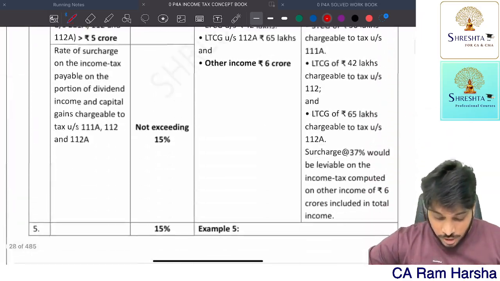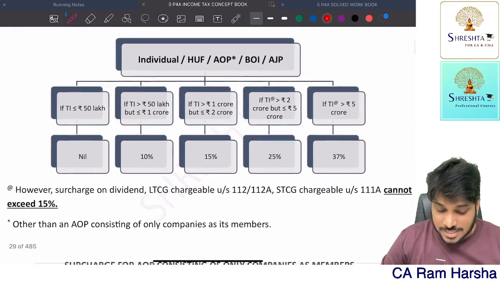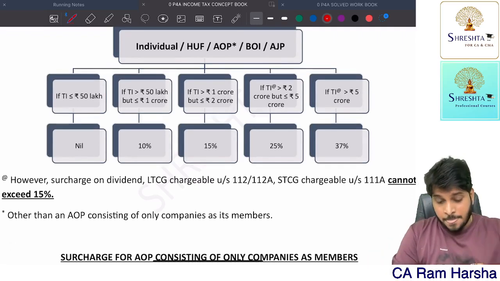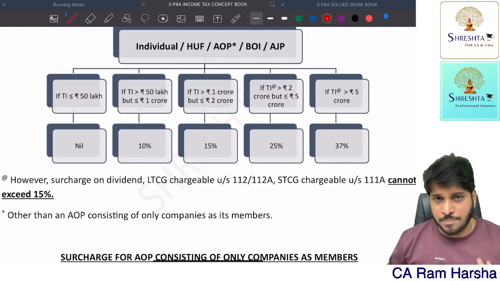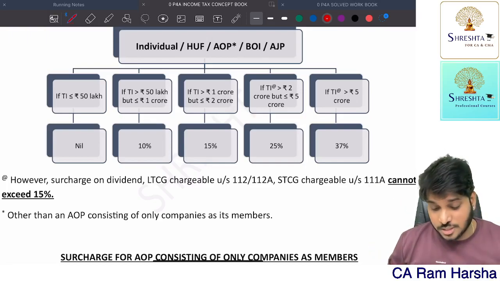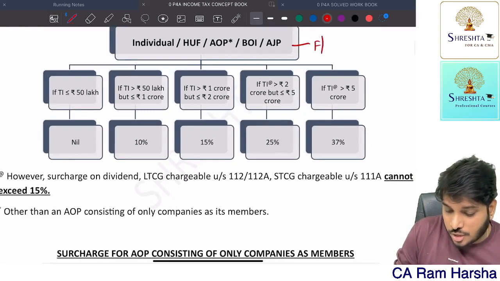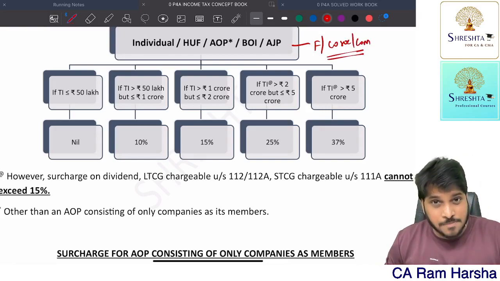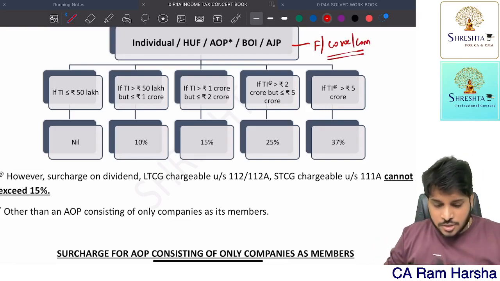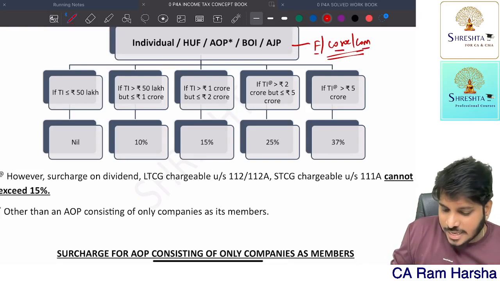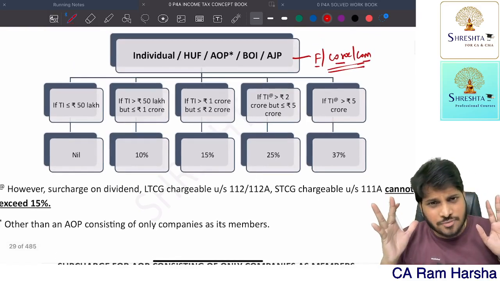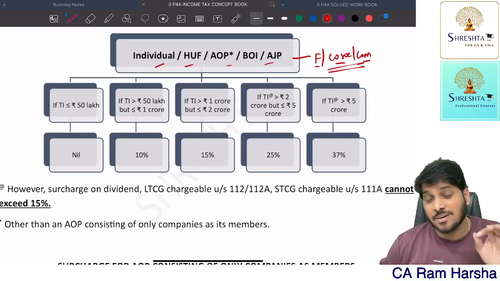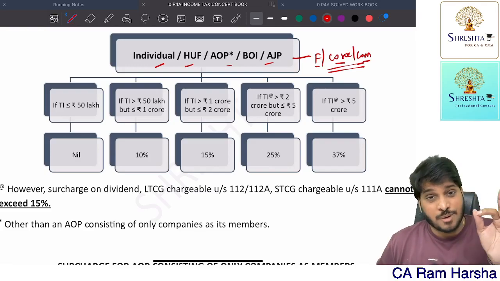Now what is the surcharge rate for individuals? I'll show you here. For an SSE who is an individual, a HUF, an AOP or BOI, an artificial juridical person. But you see here, partnership firms are not covered, cooperative societies are not covered, company SSE is not covered, because for them there is a separate surcharge rate given. So for SSEs other than firm, society and company, normally what is the rate of surcharge? It depends upon the total income the SSEs have. It depends upon the total income.